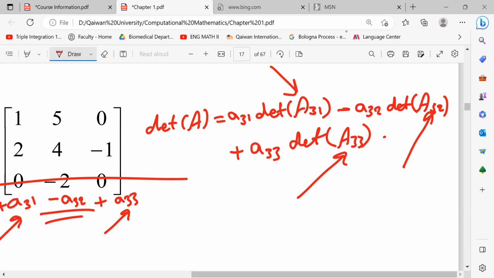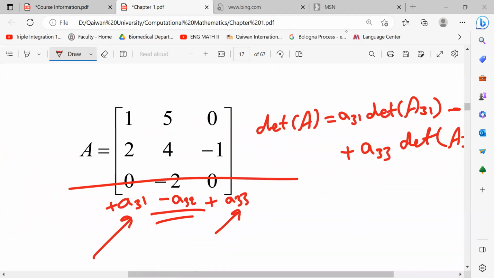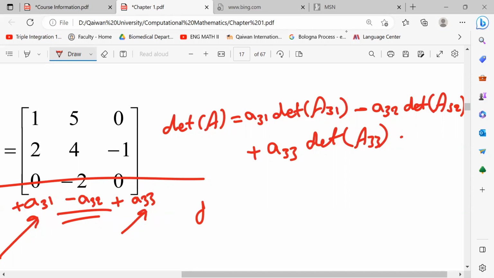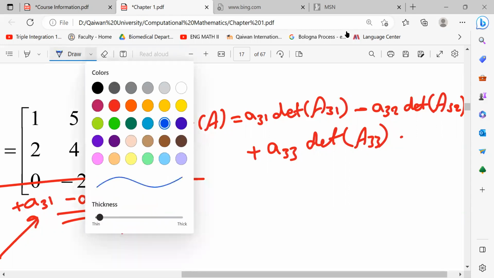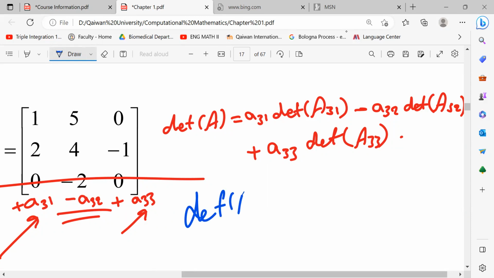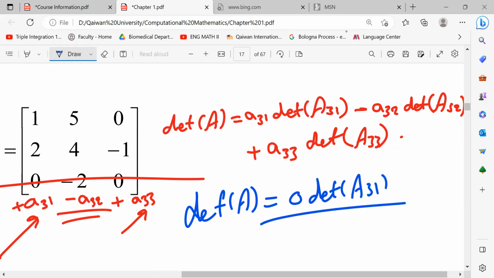But before we do that, replace little A31, little A32, and little A33, and then find the capital ones. What's little A31? 0. So the determinant of A is 0 times the determinant of A31. So it's 0. We don't need to find the determinant of A31. We can save time. Okay?